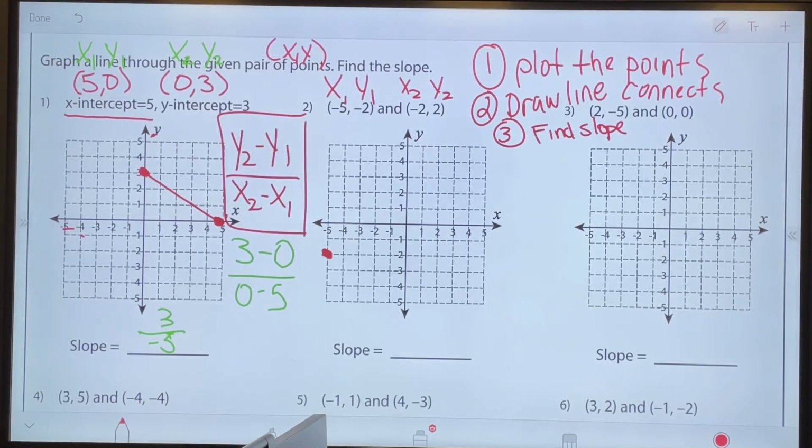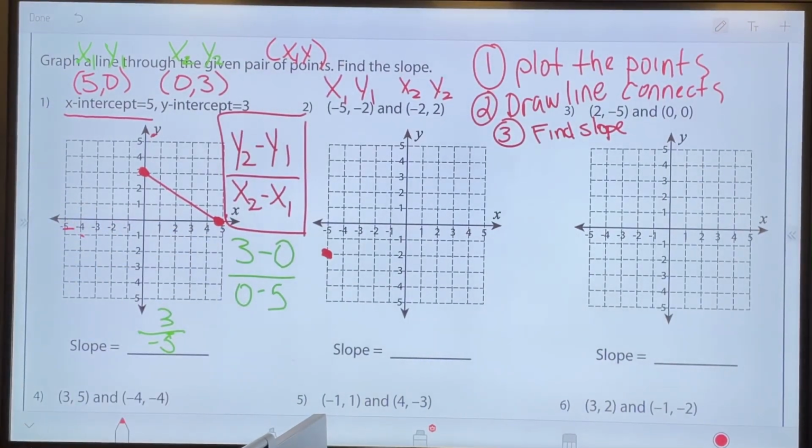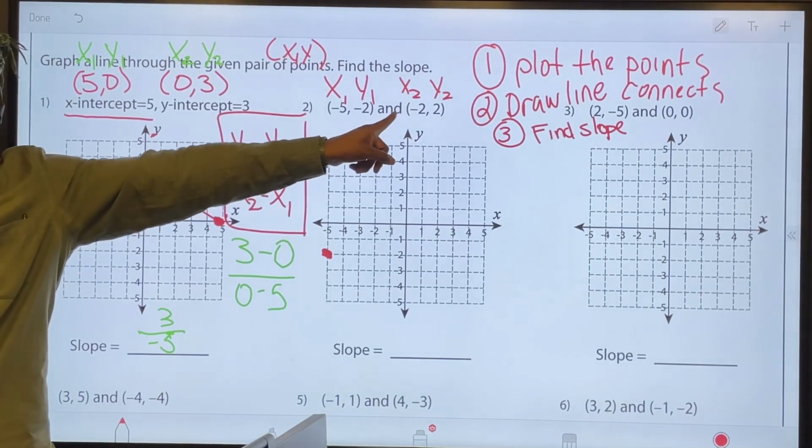Who is lost? Where you lost at? Are those going down, starting from 1 at the bottom? Yes, those are negative: negative 1, negative 2, negative 3. Yep. Okay, thank you. Now, second point starts at where?